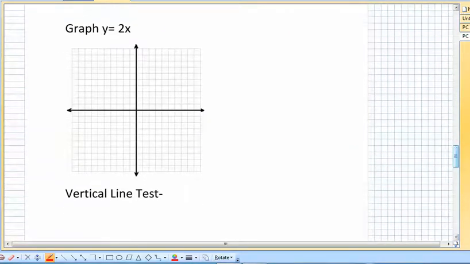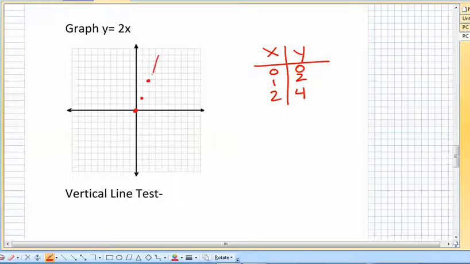So here, basically it asks you to graph y equals 2x. So go ahead and do that on your own if you can. So I can make a table. I'll just make a couple points like 0, 0, 1, 2, 2, 4. There is y equals 2x.